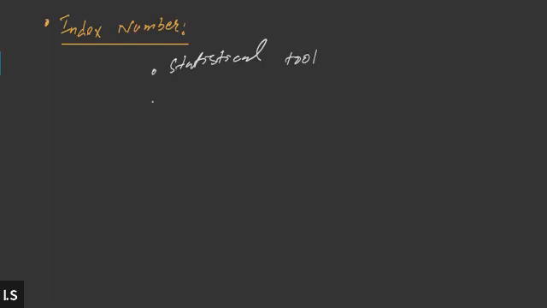I have told you that index number is a statistical tool. So what is the use of index number? It is a statistical tool which is used to measure changes. Changes in what? Changes in any variable over a period of time.